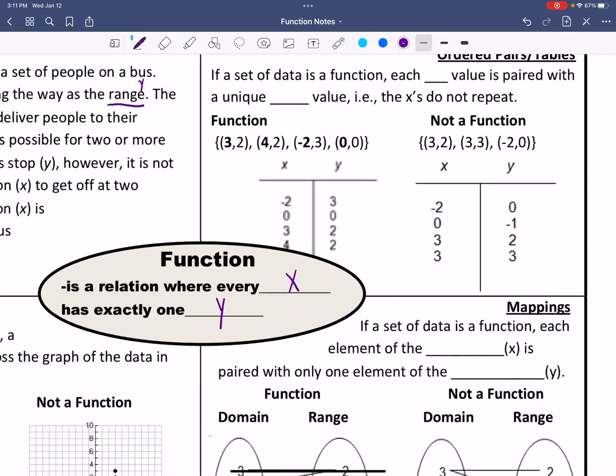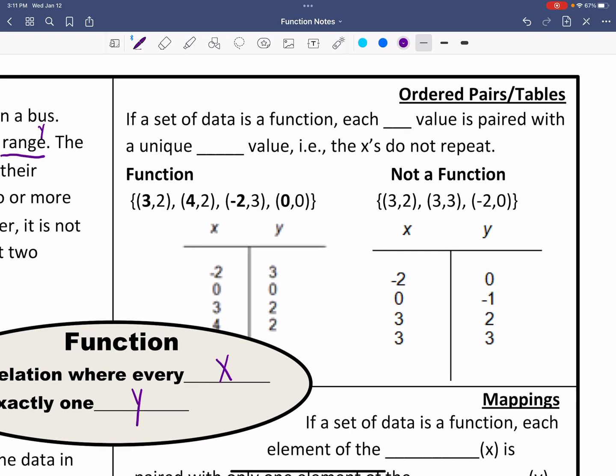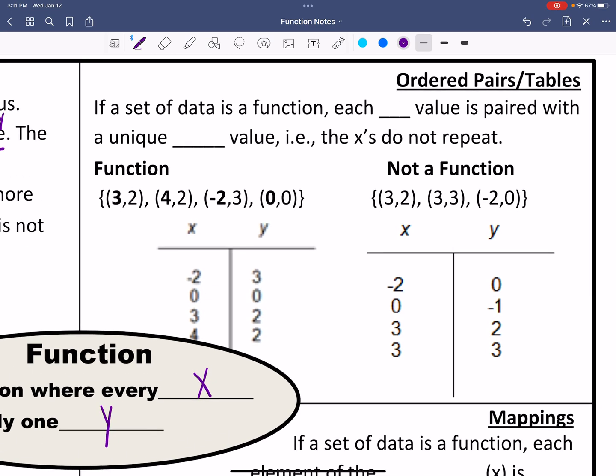Then we're going to go over here to the ordered pairs and tables. Here it says if a set of data is a function, each x value is paired with a unique y value. So in other words, to put it simply, your x's do not repeat. They cannot repeat. So we're going to look at functions first, and we're going to look at the ordered pairs. Whenever you are looking at ordered pairs, you need to look at only the x value. Now remember, in an ordered pair, it's always x comma y.